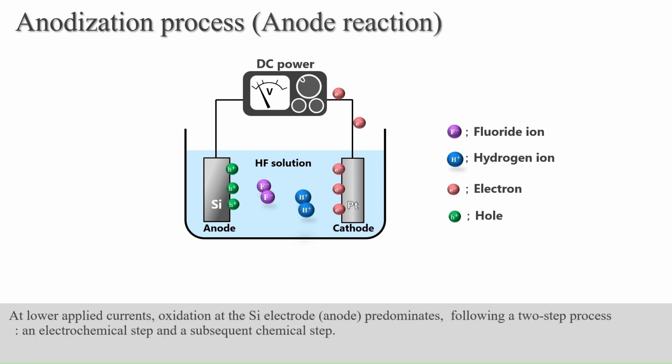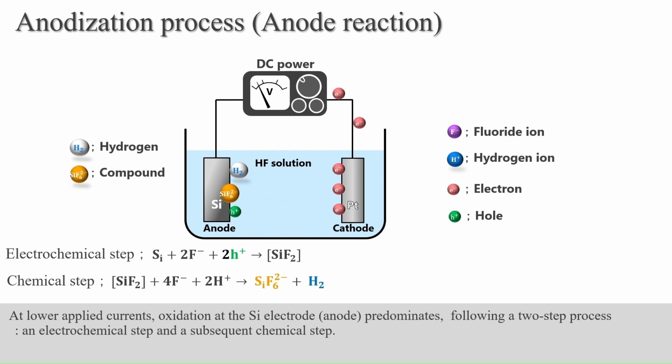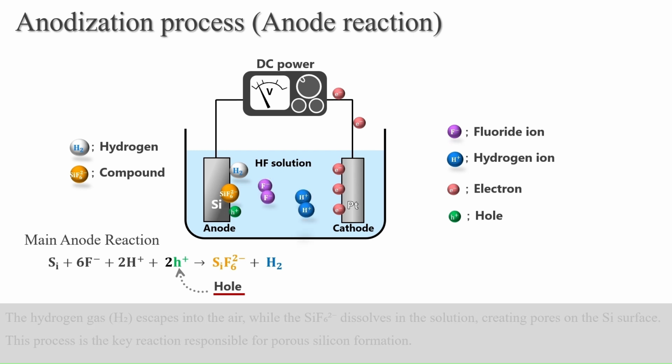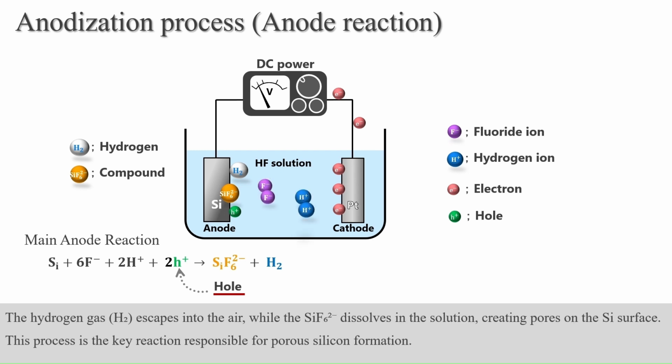At lower applied currents, oxidation at the silicon electrode predominates, following a two-step process, an electrochemical step and a subsequent chemical step. This reaction produces hydrogen gas and silicon hexafluoride ions. The hydrogen gas escapes into the air, while the silicon hexafluoride ions dissolve in the solution, creating pores on the silicon surface. This process is the key reaction responsible for porous silicon formation.